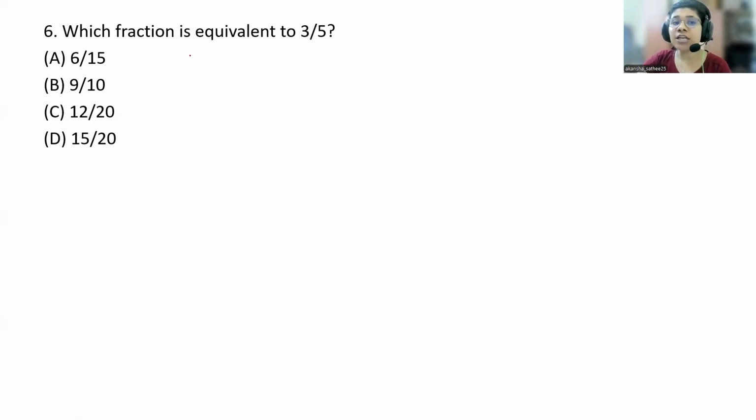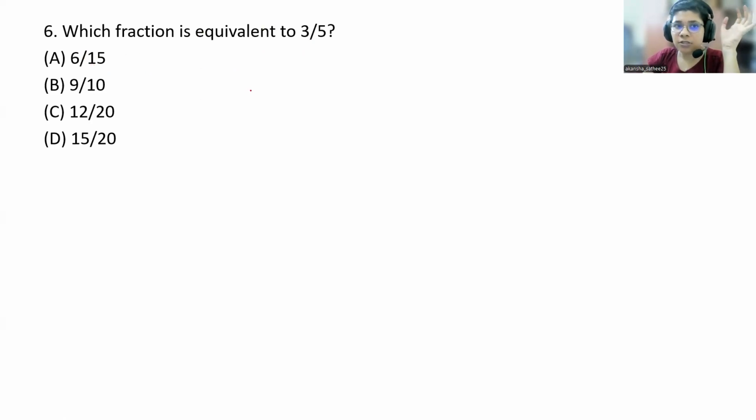Now, which fraction is equivalent to 3 by 4? This you have to figure out. How do we check equivalence? If you have a common divisor, meaning a non-zero number which you can multiply in this and get one of the options.